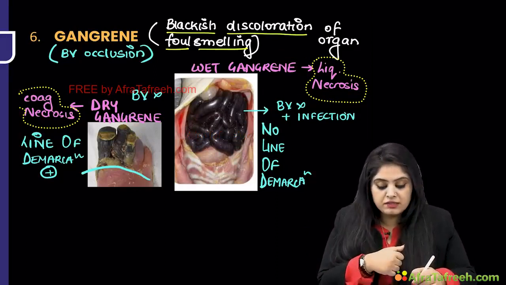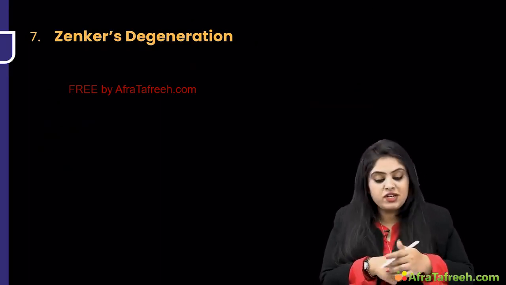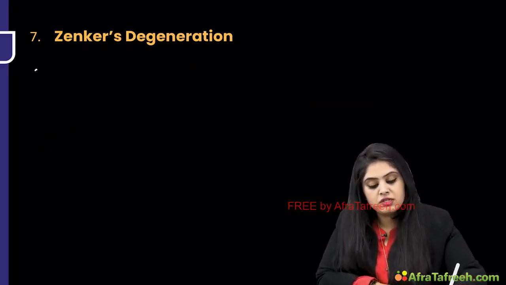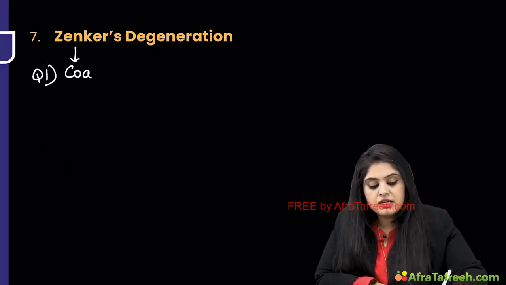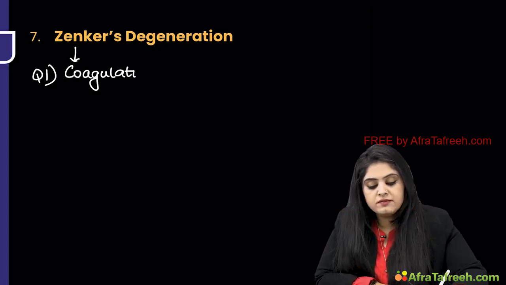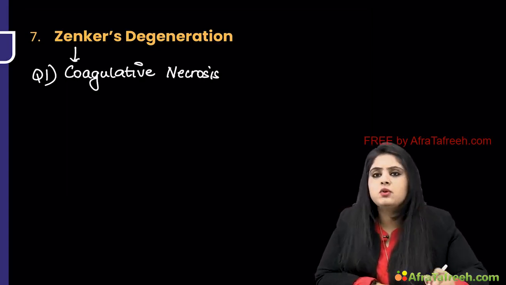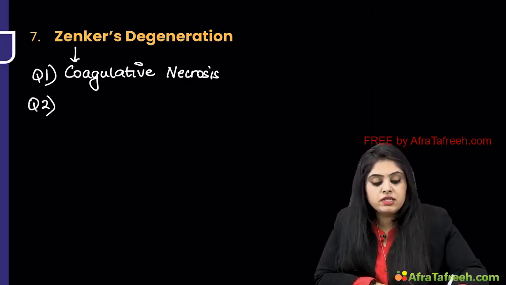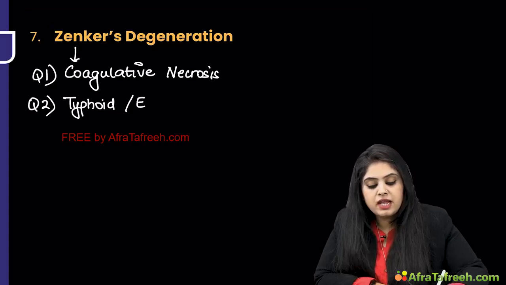Okay, coming to the last necrosis that we have, which doesn't sound like a necrosis: Zenker's degeneration. Three questions and you are sorted. Question number 1: Zenker's doesn't have the word necrosis, so first, let me fit in the word. It is again a type of coagulative necrosis. It has nothing to do with a new necrosis. It's the same coagulative necrosis. In which condition do you see it? We see it in typhoid fever, typhoid or enteric fever.